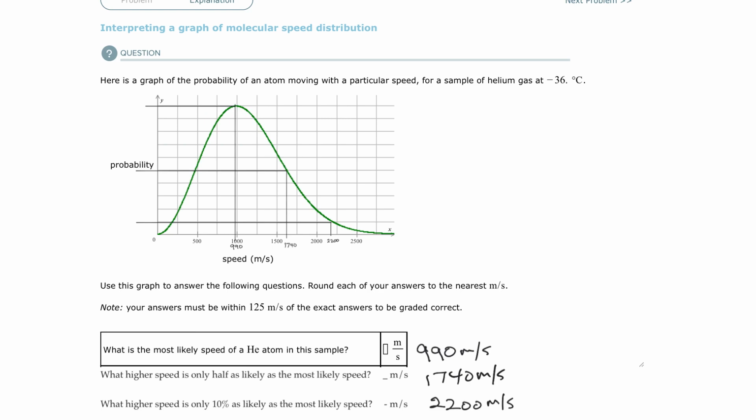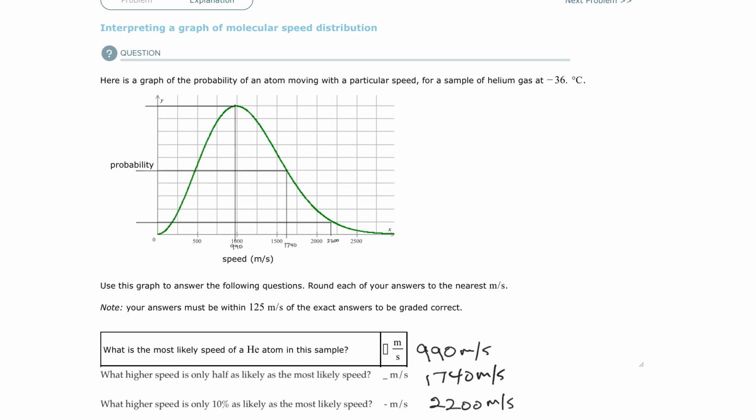So let's see if I was within. 1740 minus 1624. It's within 116, and I am within 125. So I barely squeaked that one right. And then the last one was 2200. It was 2194. I was within 6 meters per second. So I'm awesome on that.